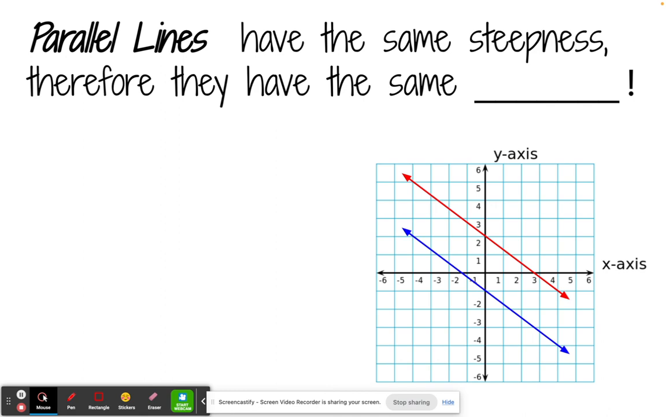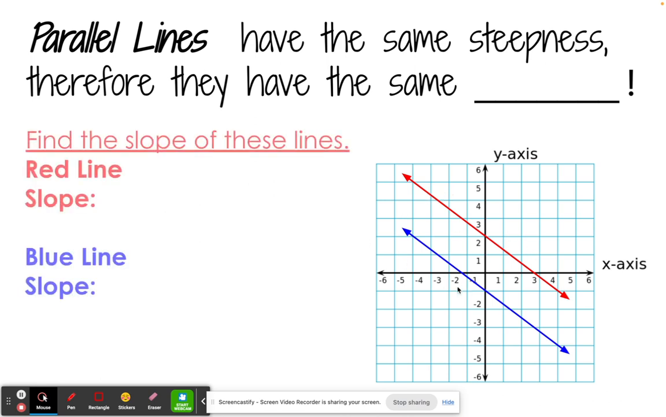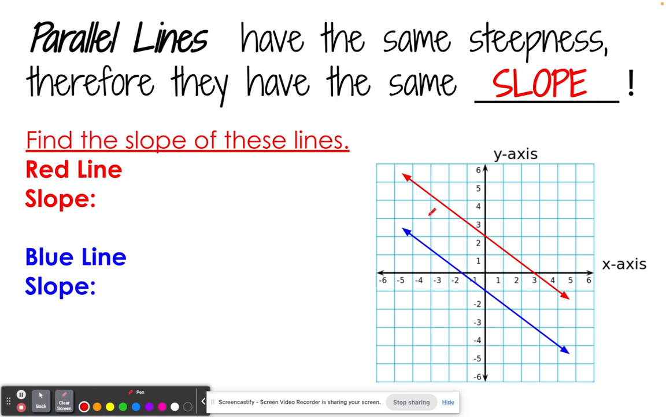So, parallel lines have the same steepness. Therefore, they have the same slope. So let's look at the slope of these two lines. I'm going to start with my red line. I could start from this point, and I think it'll interfere the least with this line if I do that. I can go to this point. Any of those are fine.